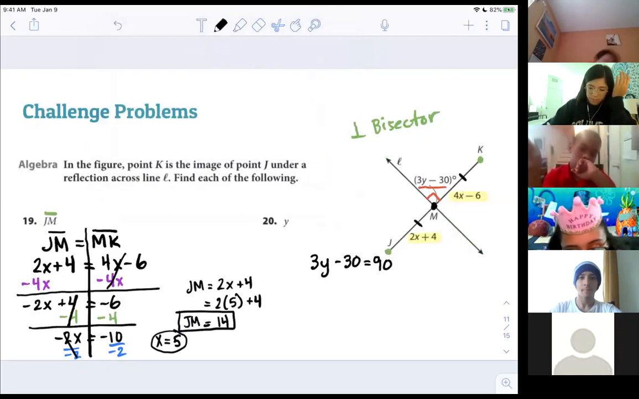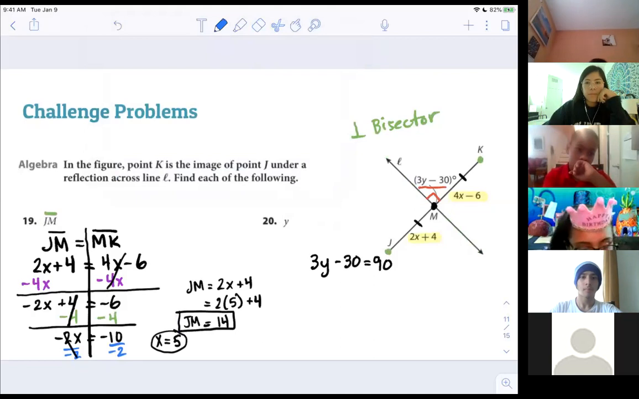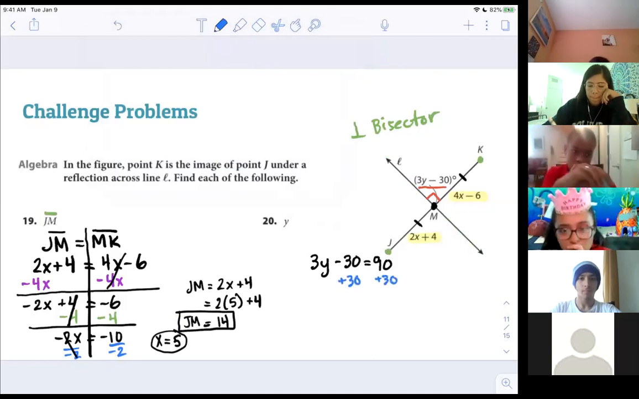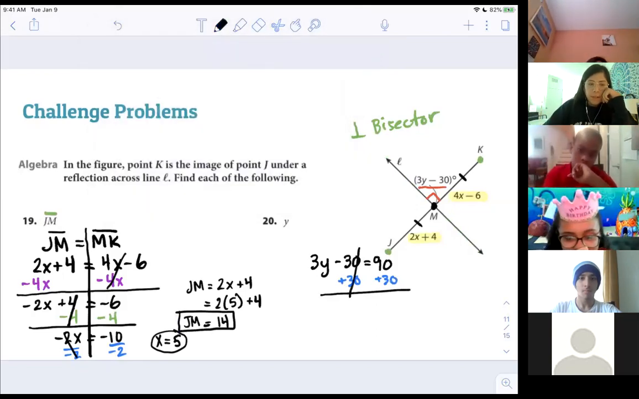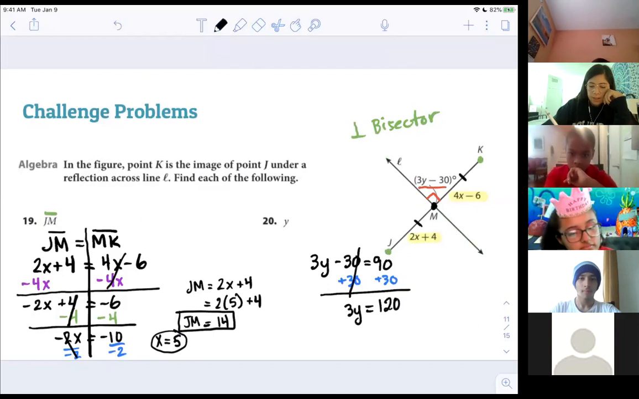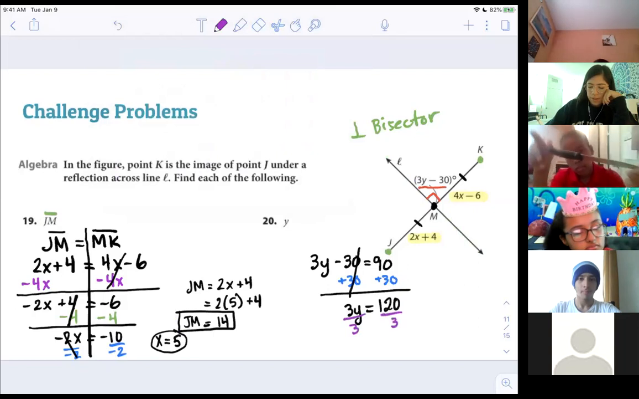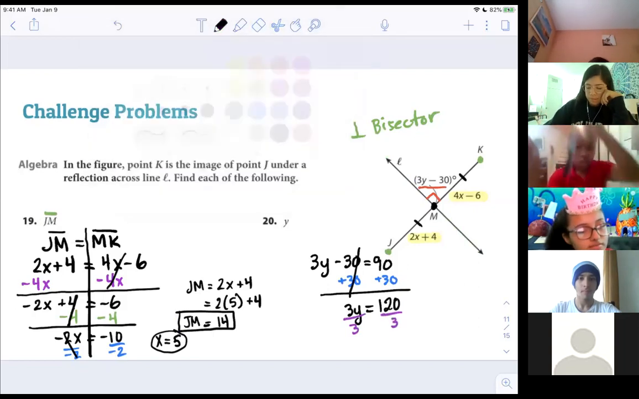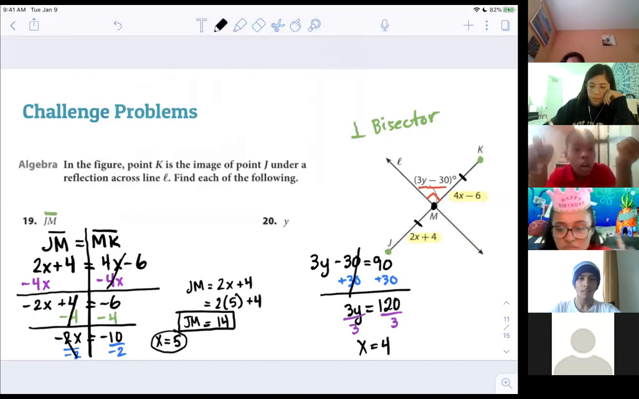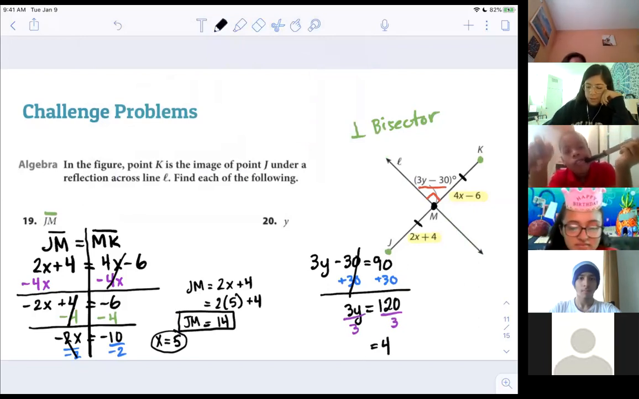What do I do first? Add the 30. 30 plus 90 gives me 120, and I finish off by dividing. 120 divided by 3 gives me 4. Oh, it was y, not x. y equals 4. And do I have to do anything else, or is that my final answer?